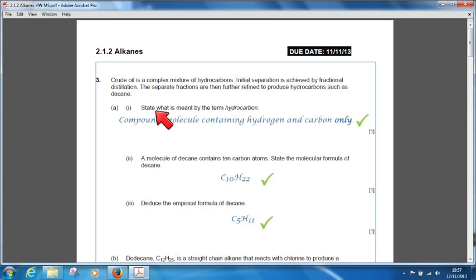Question 3, part A, starts off with a very simple question. State what is meant by the term hydrocarbon. Most students have got this absolutely right: a compound or a molecule containing hydrogen and carbon only. The few students who have got it wrong did so for this very reason, that they failed to mention the word only. This is absolutely vital.